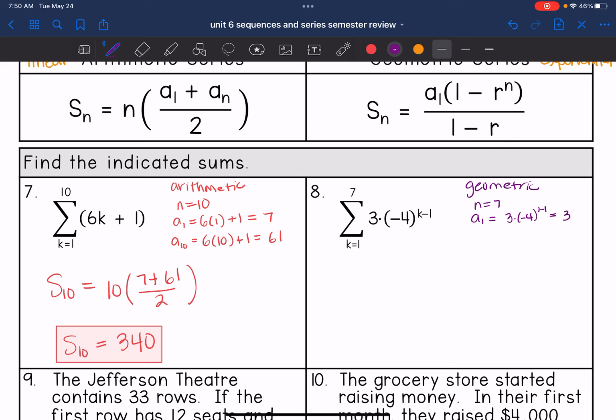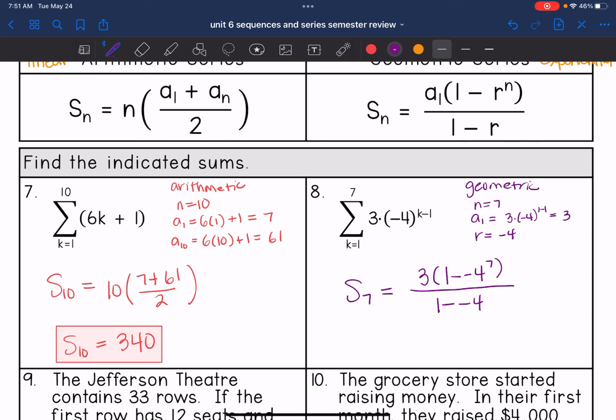And then I need r. So r is our common ratio. When you look at this, common ratio is going to be whatever is being raised up to the exponent. So common ratio is -4. Okay, so we have everything we need. Let's just plug it into that formula. So s sub 7 equals 3 times (1 minus negative 4 raised up to the 7th power) over (1 minus negative 4).